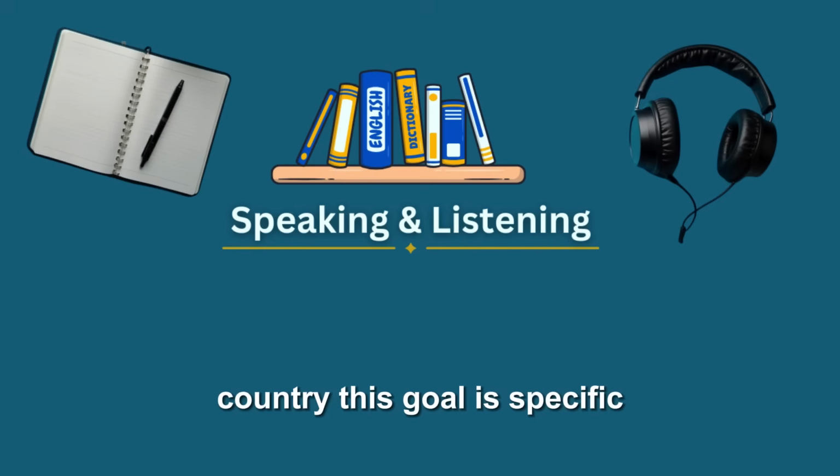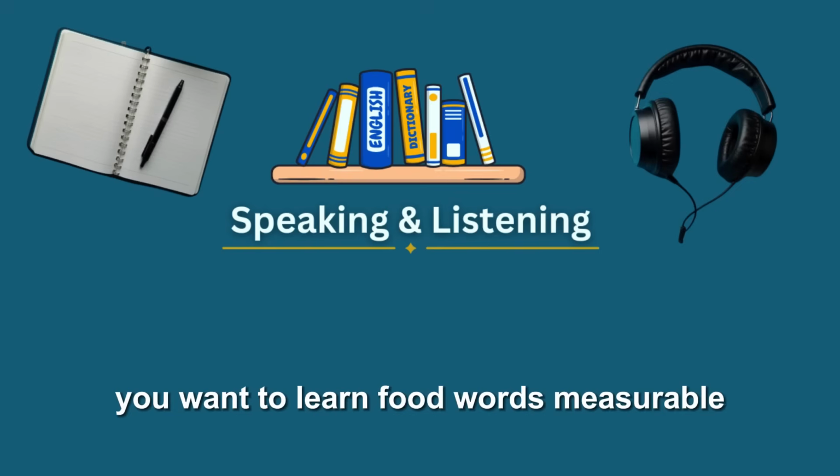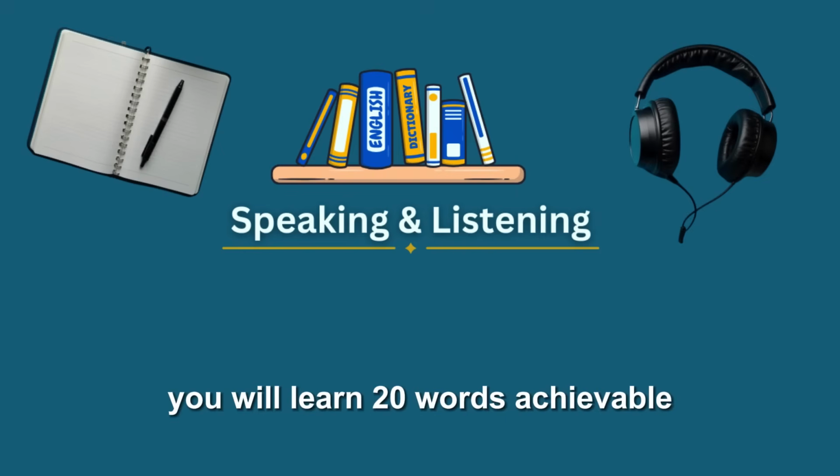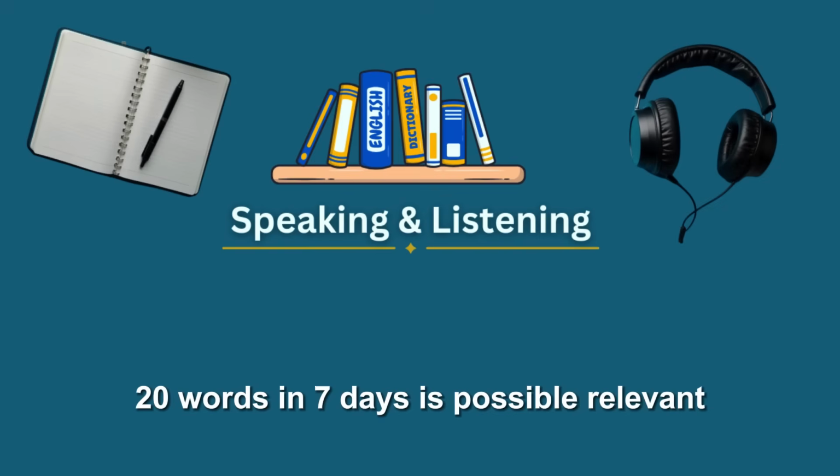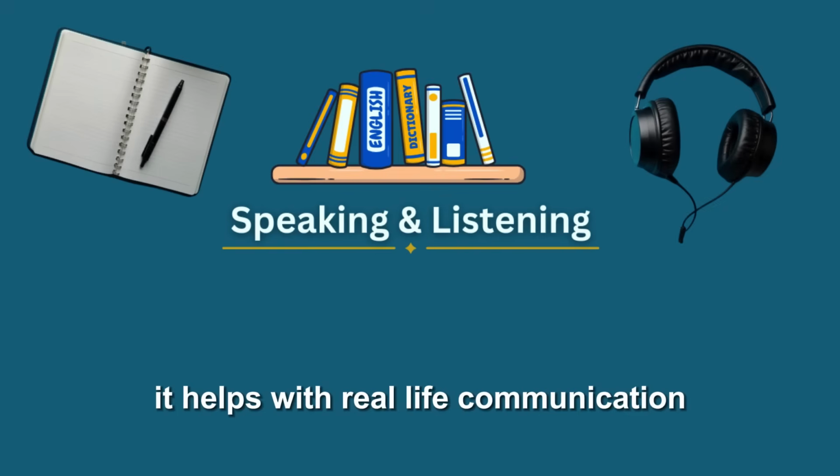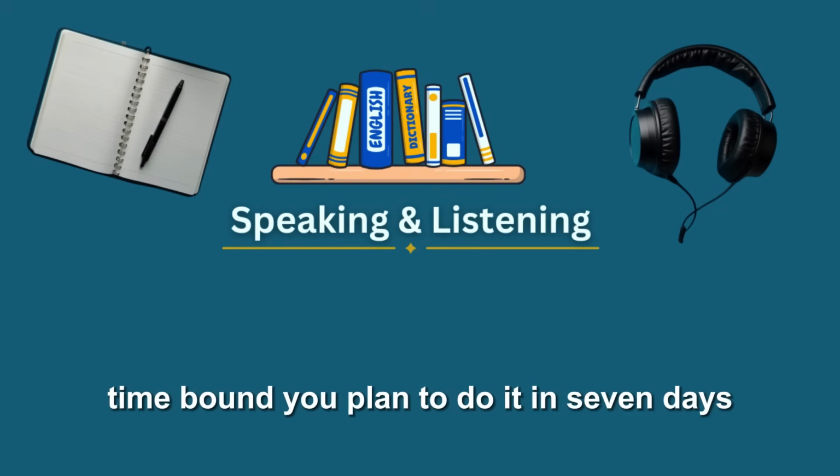This goal is specific. You want to learn food words. Measurable. You will learn 20 words. Achievable. 20 words in 7 days is possible. Relevant. It helps with real-life communication. Time-bound. You plan to do it in 7 days.